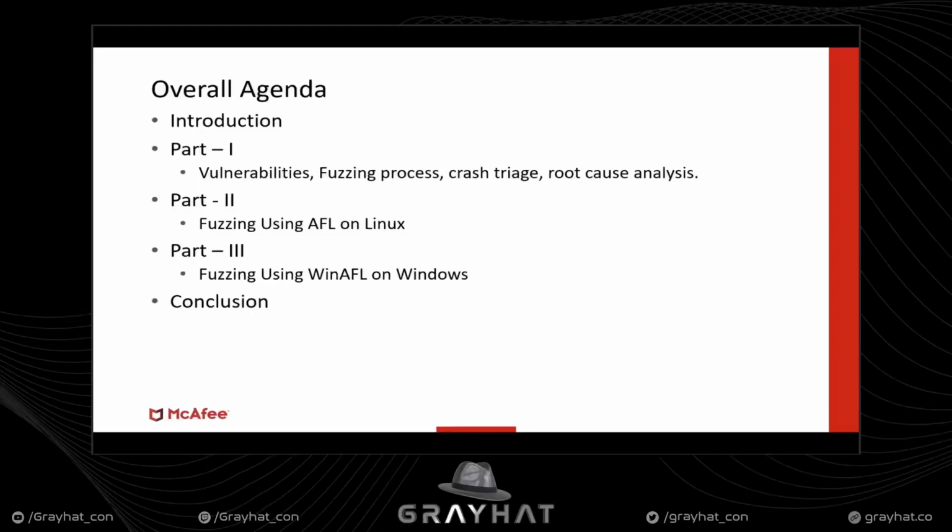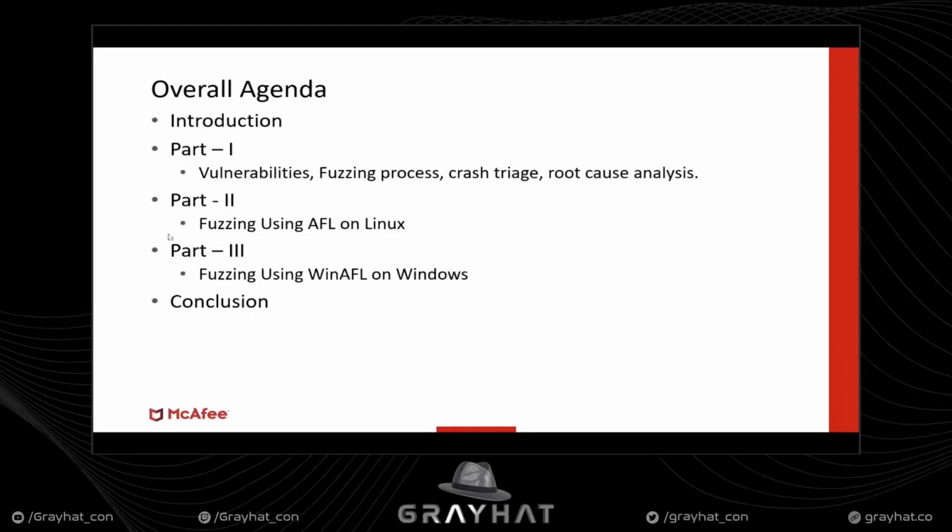After that, we will move to part 3 in which we will see what is WinAFL, how does it work, what are the differences compared to AFL on Linux, and then we will fuzz a simple C program using WinAFL on Windows. After that, we will do root cause analysis using WinDBG, and in some cases, if possible, we will see how do we debug a program using Visual Studio. After that, we will fuzz some real-world software, and we will also discuss root cause analysis of two vulnerabilities which I have found and reported. After that, we will move to conclusion.